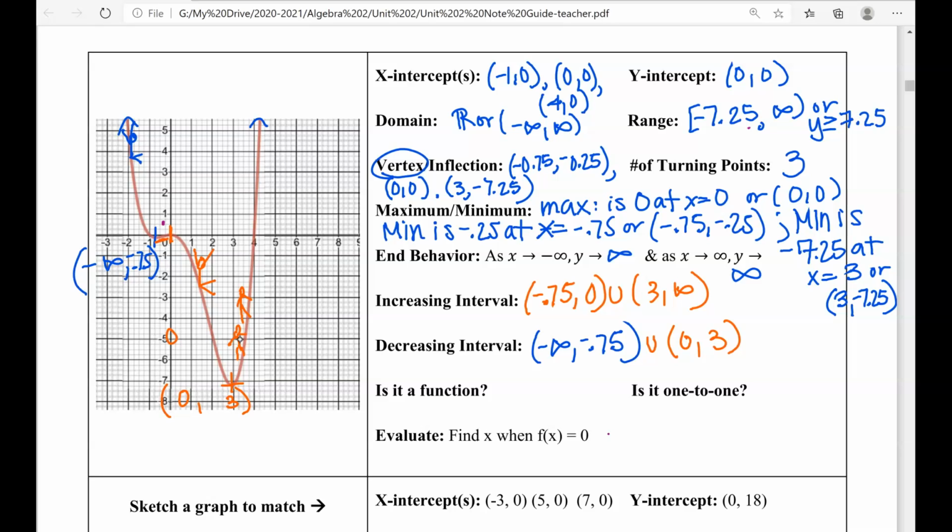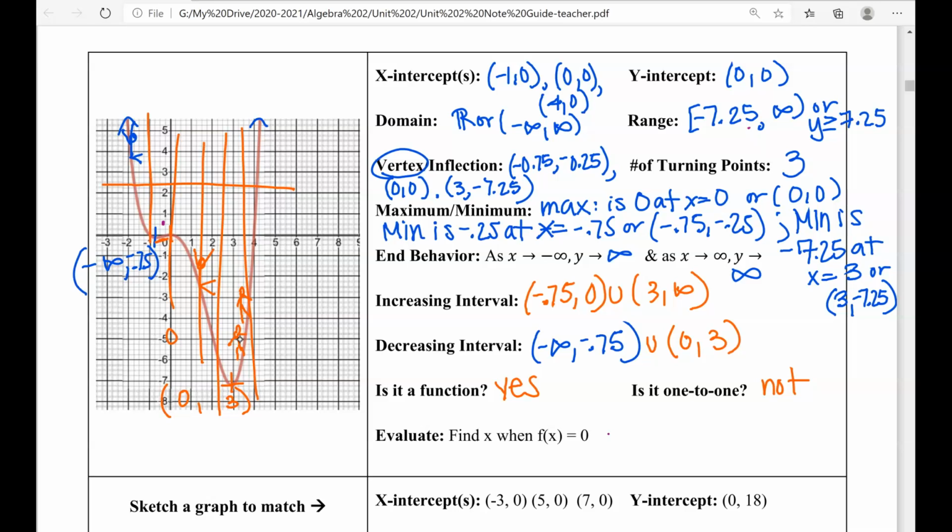Is it a function? Of course it's a function, right? Because would you agree that whatever x I pick, I only have one y, so it is a function. Is this a one-to-one function? Definitely not, because if you draw your y line, you have two x's, so that's not okay.